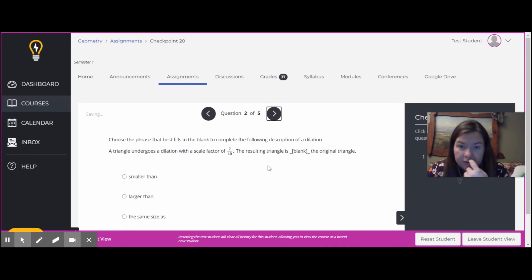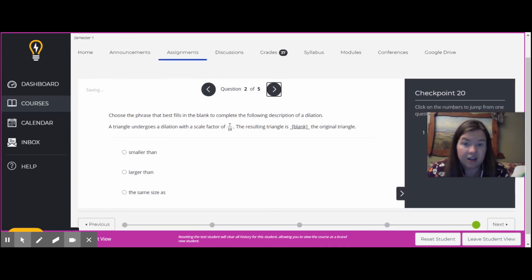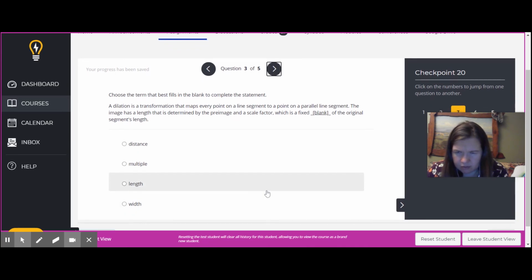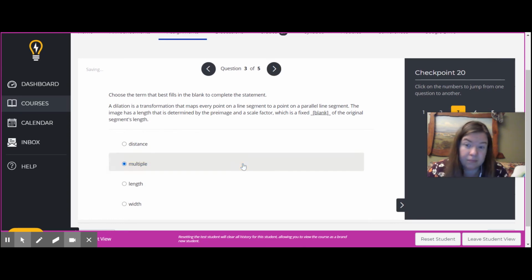And then a triangle undergoes a dilation with a scale factor of 7/10. So that's less than 1, because 7 is less than 10. It's going to be smaller than the original triangle. Then a dilation is a transformation that maps every point on a line segment to a point on a parallel line segment. The image has a length that is determined by the pre-image and a scale factor, which is a fixed ratio. A fixed multiple of the original length, because we have to multiply it.